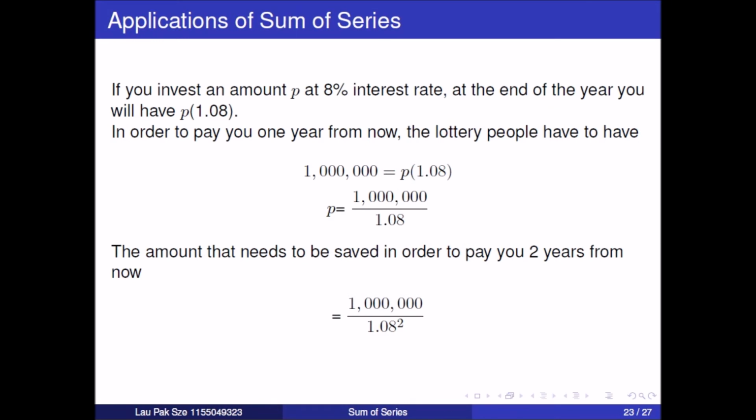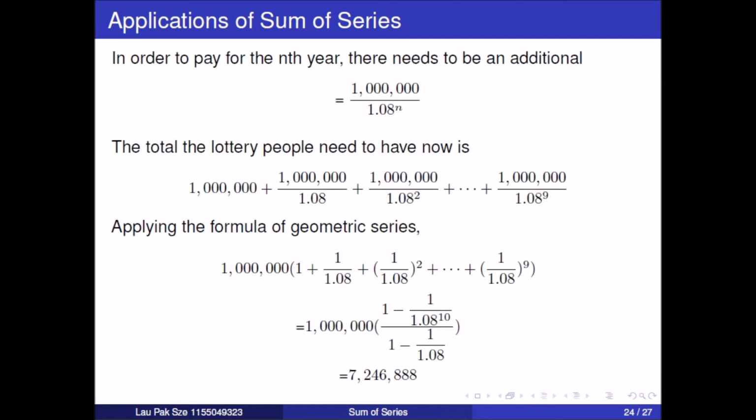So, if you invest an amount P at an 8% interest rate, at the end of the year you will have P times 1.08. In order to pay you 1 year from now, the lottery people have to have 1 million over 1.08. The amount that needs to be saved in order to pay you 2 years from now will be equal to 1 million over 1.08 to the power of 2.